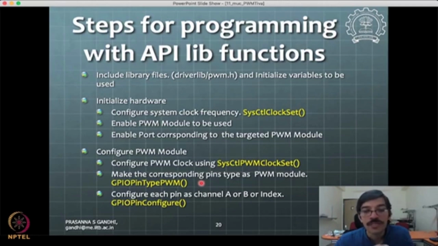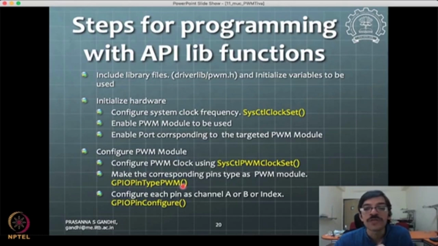Then you want to configure the pin. This I was discussing in the last couple of classes also. The same pin is used for many different purposes in Tiva, or in many microcontroller systems for that matter. So you need to specify that I now want to use this pin for PWM generation. I say this pin is a part of GPIO, but I want to use it for PWM purposes, so you need to specify that somewhere. That is where you make the pin type a PWM pin.